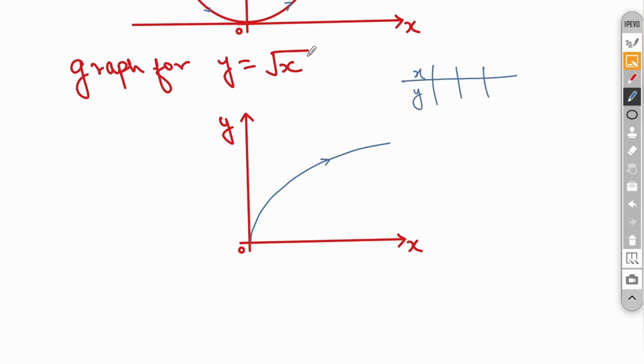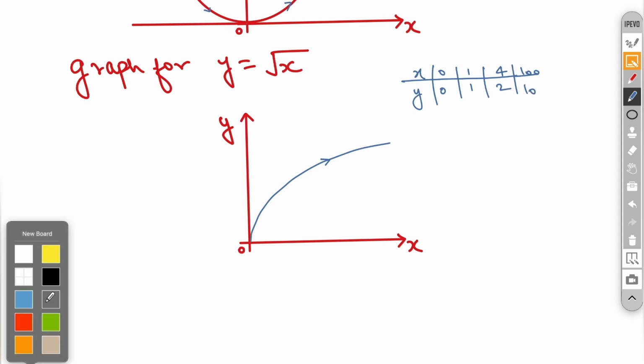Y is equal to root x. Let's put x is equal to 0, y will be 0. We'll take only positive values of x here because it's under root. X is 1, y is 1, x is 4, y is 2, right? When x is 100, y will be 10, right? So this is how the graph will look like.